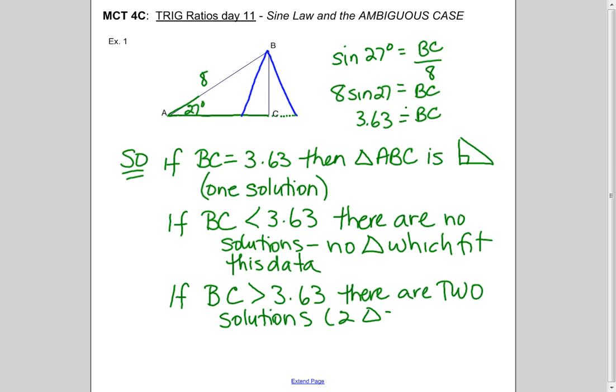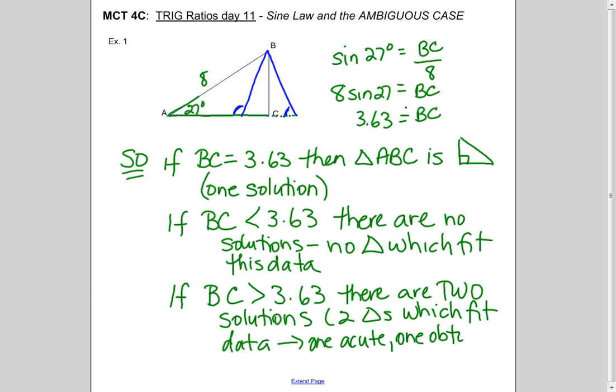So two triangles fit the data. One has an acute angle at C, this guy, and one has an obtuse angle. This is called the ambiguous case, when we don't have enough data to know which of the two solutions is correct, so we need to consider both.